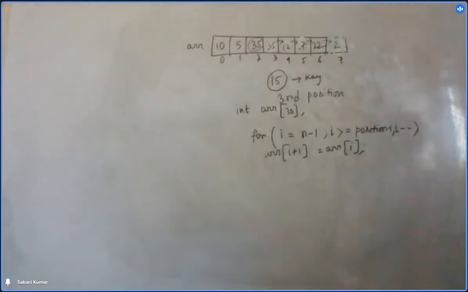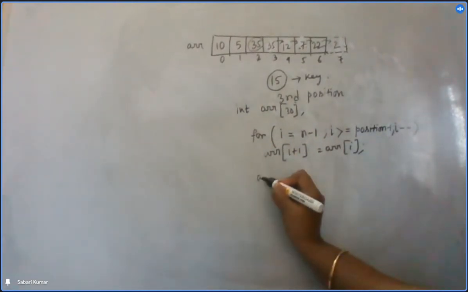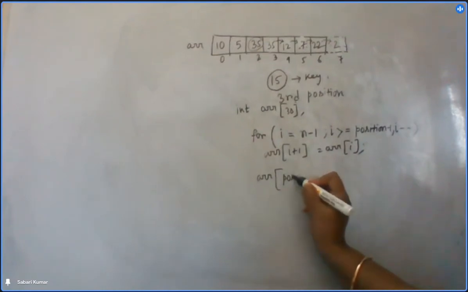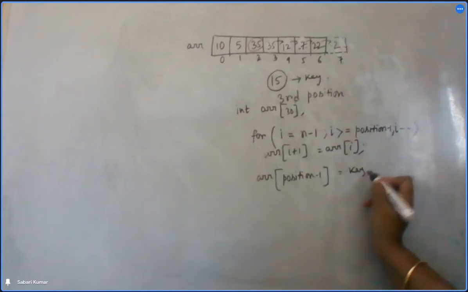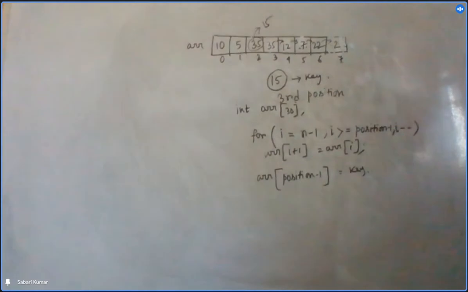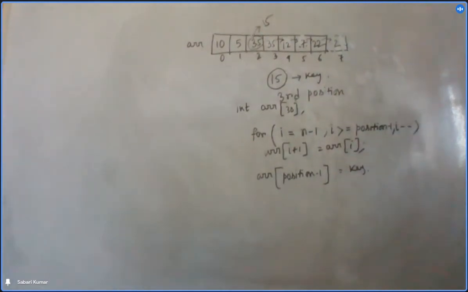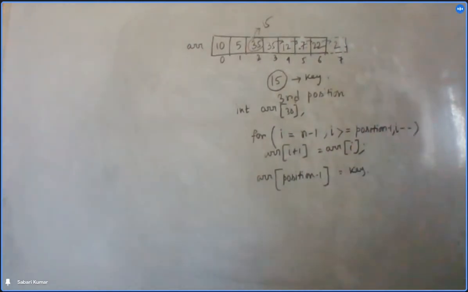After this shifting is completed, what you are going to do at last, outside the for loop, you are writing arr of position minus 1 is equal to our key value. That means in this particular position you are now inserting the value 15. So we can say that the insertion has been done. Now you can see previously the size of the array was n, but after insertion the size of the array has increased by 1, that is now it has become n plus 1.